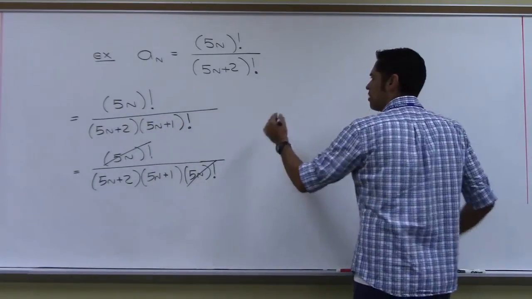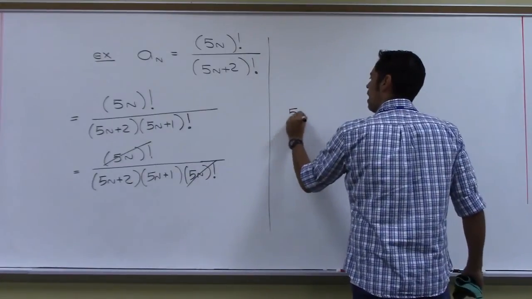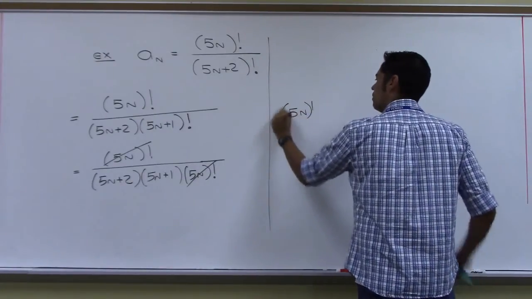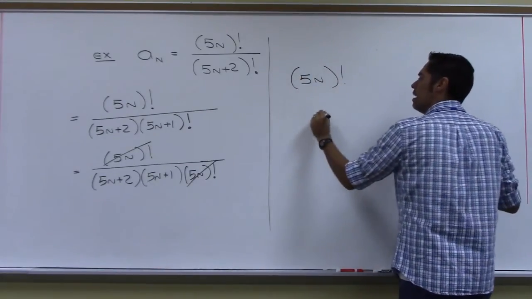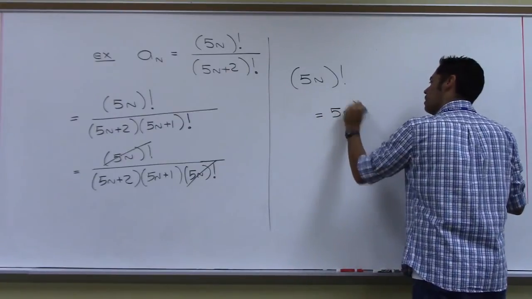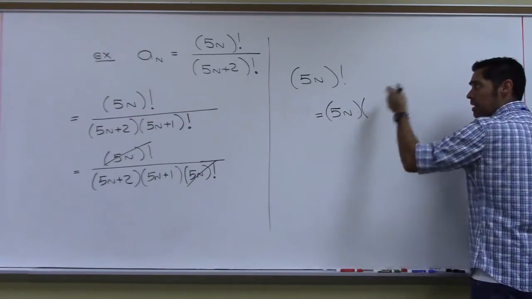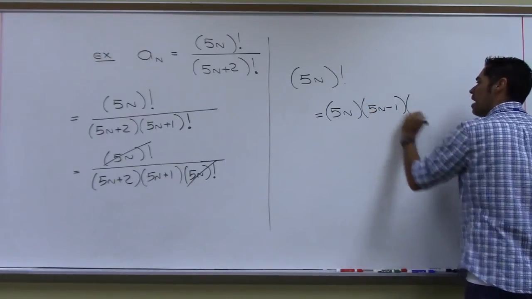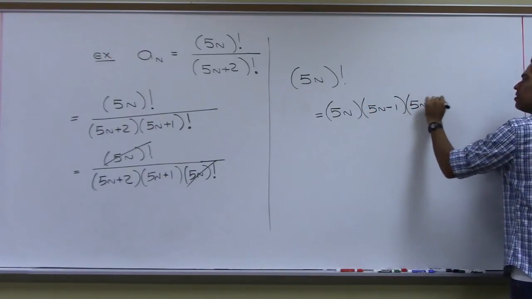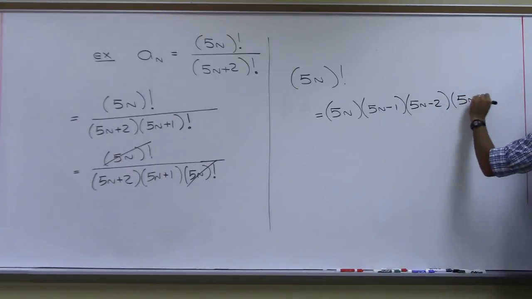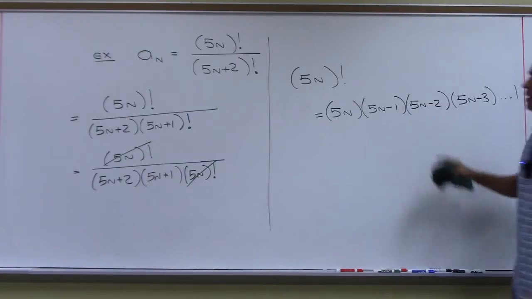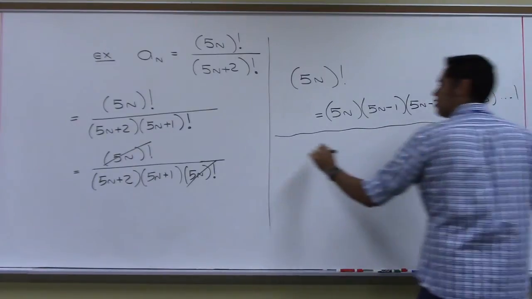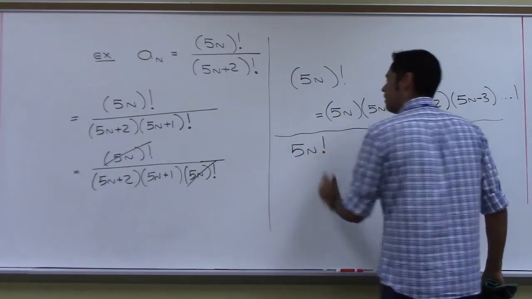So watch. Maybe this will help address that. 5n in parentheses factorial is equal to 5n times what? Take it off. 5n minus 1 times, take it down. 5n minus 2 times 5n minus 3 until it gets down to 1. That's what that is. So the 5n never got touched, does it? Compare that to this. What's the difference?